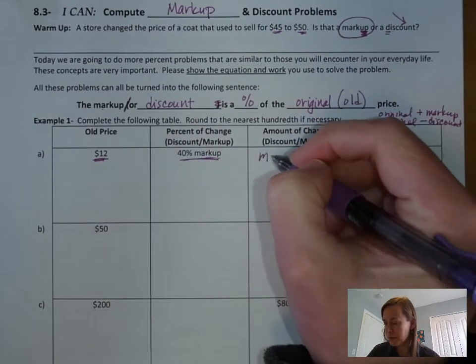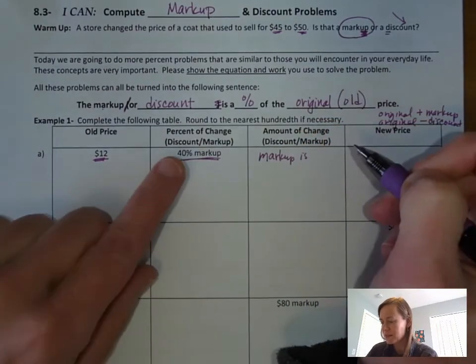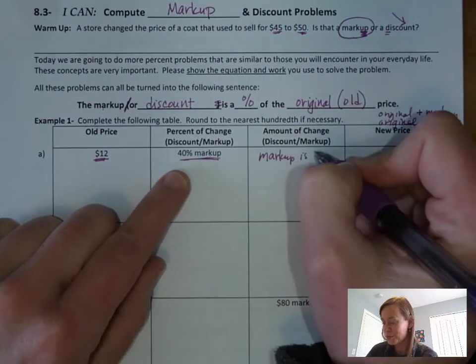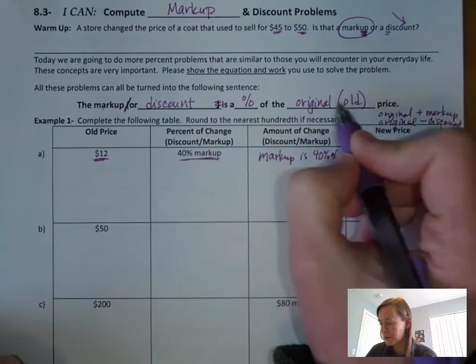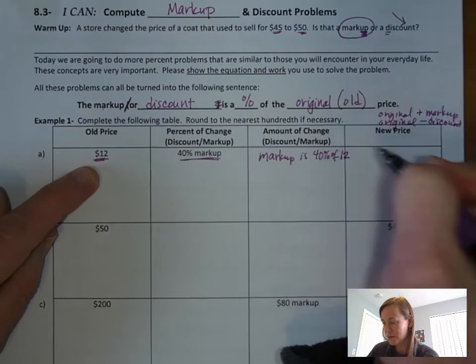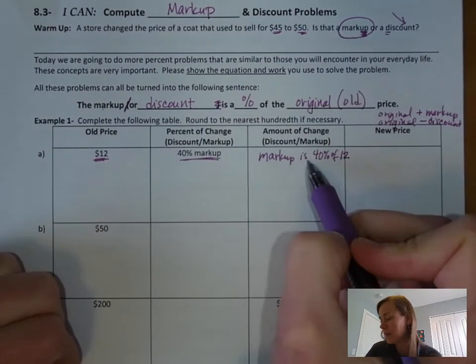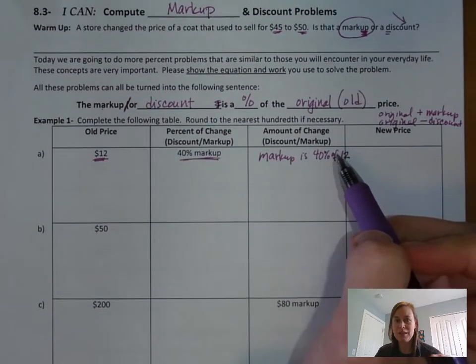So M, well, let me write it in a sentence first. So markup is, it's a percent. Do we know the percent? Yeah, we do. It's 40% of the original. Do we know the original? Yes, we do. It's 12. I ran out of room. Squeeze it in there. So this is our sentence. The markup is 40% of 12. Now let's turn it into math. Let's put it into an equation.